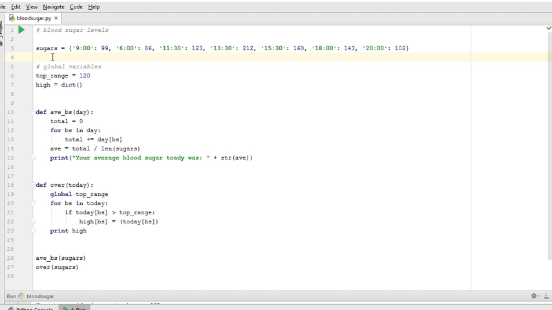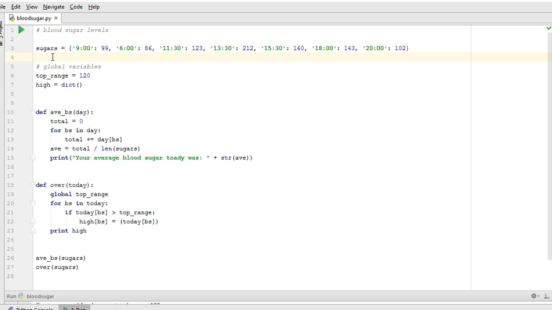I've then declared two global variables. I've got top underscore range, because that is the goal, to keep your blood sugar under 120, because I'm not getting as complex into before or after meals here. We're just saying that the goal that we're going to look for is 120. So we want the blood sugar to be at or below 120, and we're going to test for that later. And then I've declared another dictionary called high, so I can add values to the high dictionary for any blood sugar levels that are high.